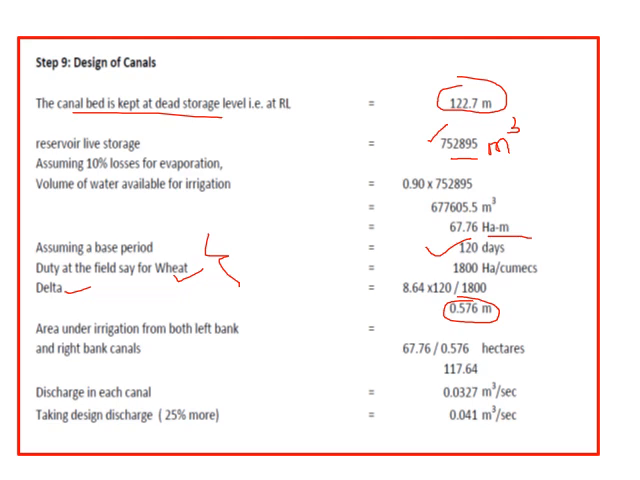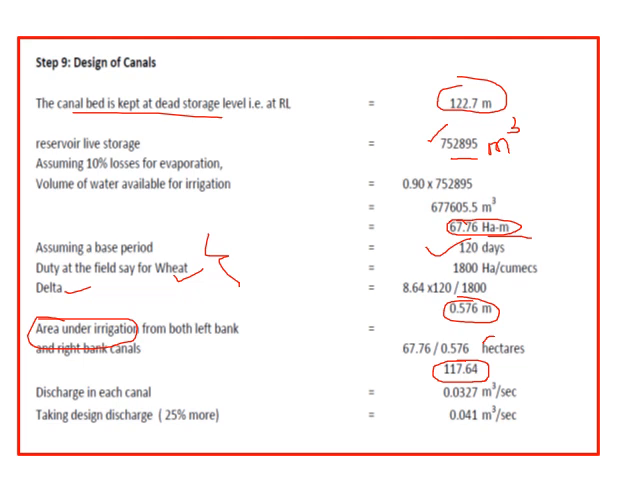Now we have two canals, the left bank canal as well as the right bank canal. So we can decide what should be the area under irrigation. The area under irrigation for both the canals: the volume of water is 67.76 hectometers, divided by the depth, gives so many hectares. Therefore for both the canals, about 117 hectares will be irrigated. Now you can decide about the discharge in each of the canals. That is the area divided by the duty, and hence divided by 2, because there are two canals.